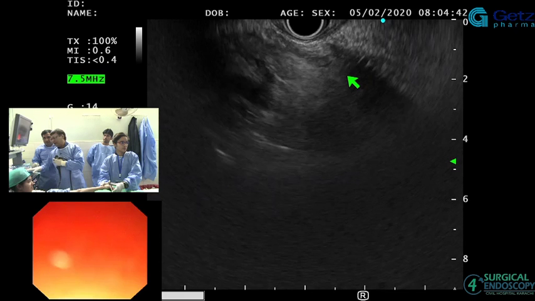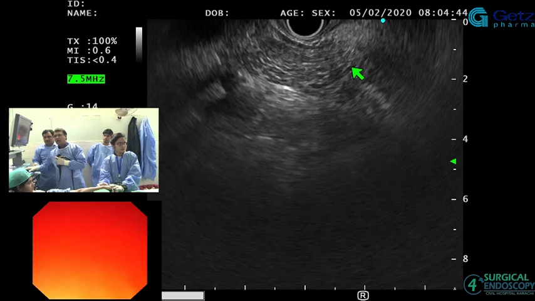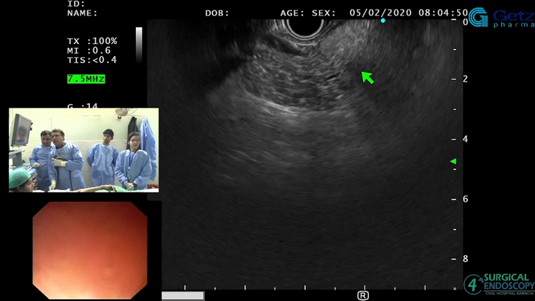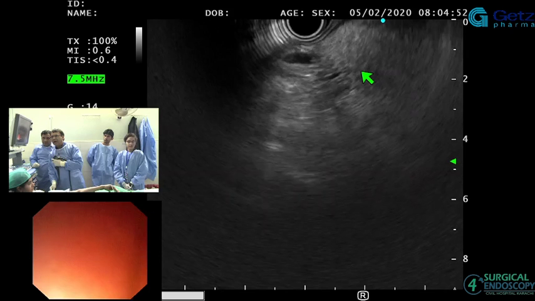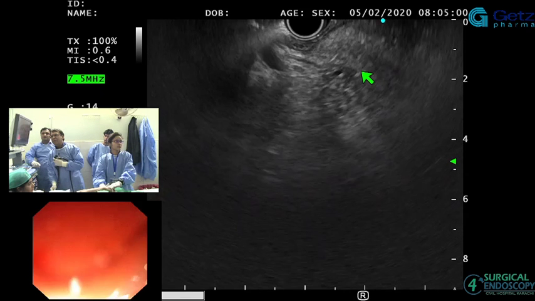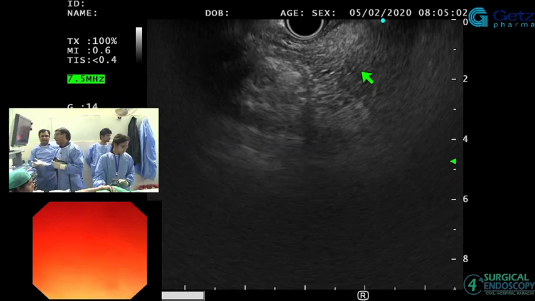So in her case, it looks like the best view of the pancreatic duct and the bile duct together is with the ampulla close to the pylorus instead of the duodenal apex. That may be because of the surgery she had. She had a resection of that area before because of the GIST, so that may be the reason. But we don't see any abnormality here.